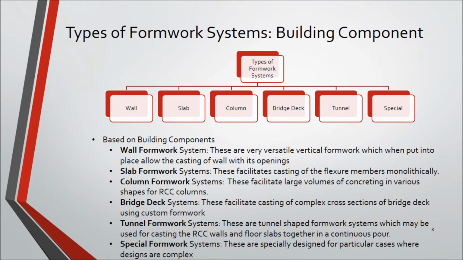As discussed earlier, another and more common way to classify formwork systems is according to the building component for which they are used. Based on building components, formwork systems are classified into 6 major types as thus. First, wall formwork, very versatile vertical formwork, which when put into place allows the casting of wall with its openings. Second, slab formwork facilitates casting of the flexure members monolithically.